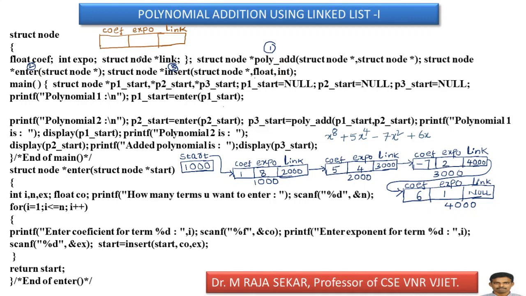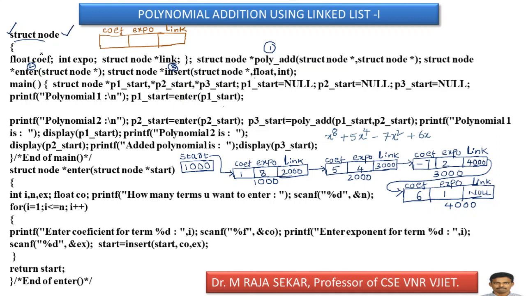Here we have to represent polynomial in terms of single linked list. How can I represent a polynomial using single linked list? To represent polynomial using single linked list, I need a structure. Here, struct node. This is the structure which we need.